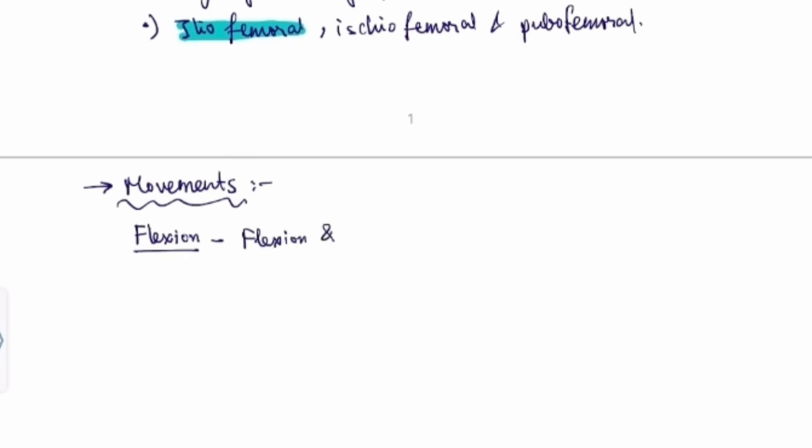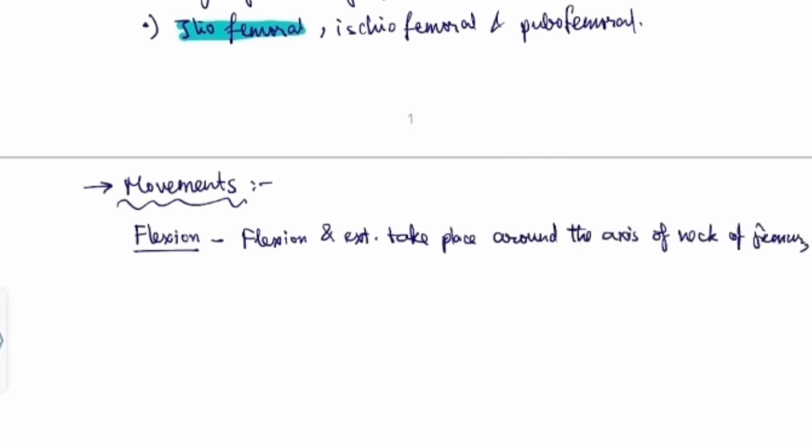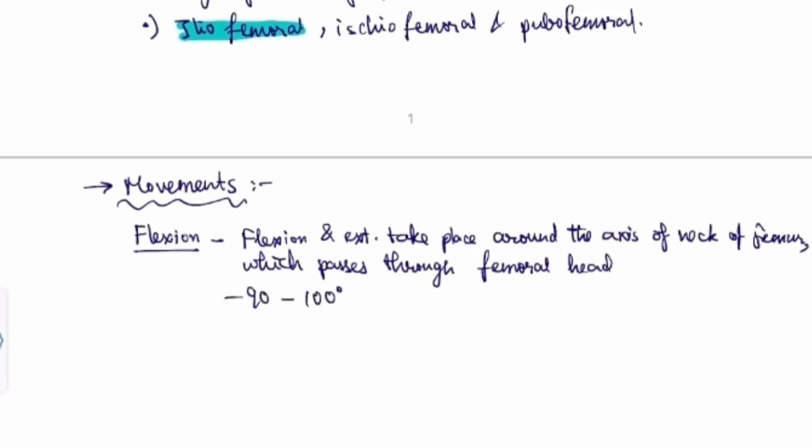Flexion and extension take place around the axis of the neck of femur, which passes through the femoral head. Flexion has 90 to 100 degrees of range of movement when the knee is extended, and up to 120 degrees when the knee is flexed.